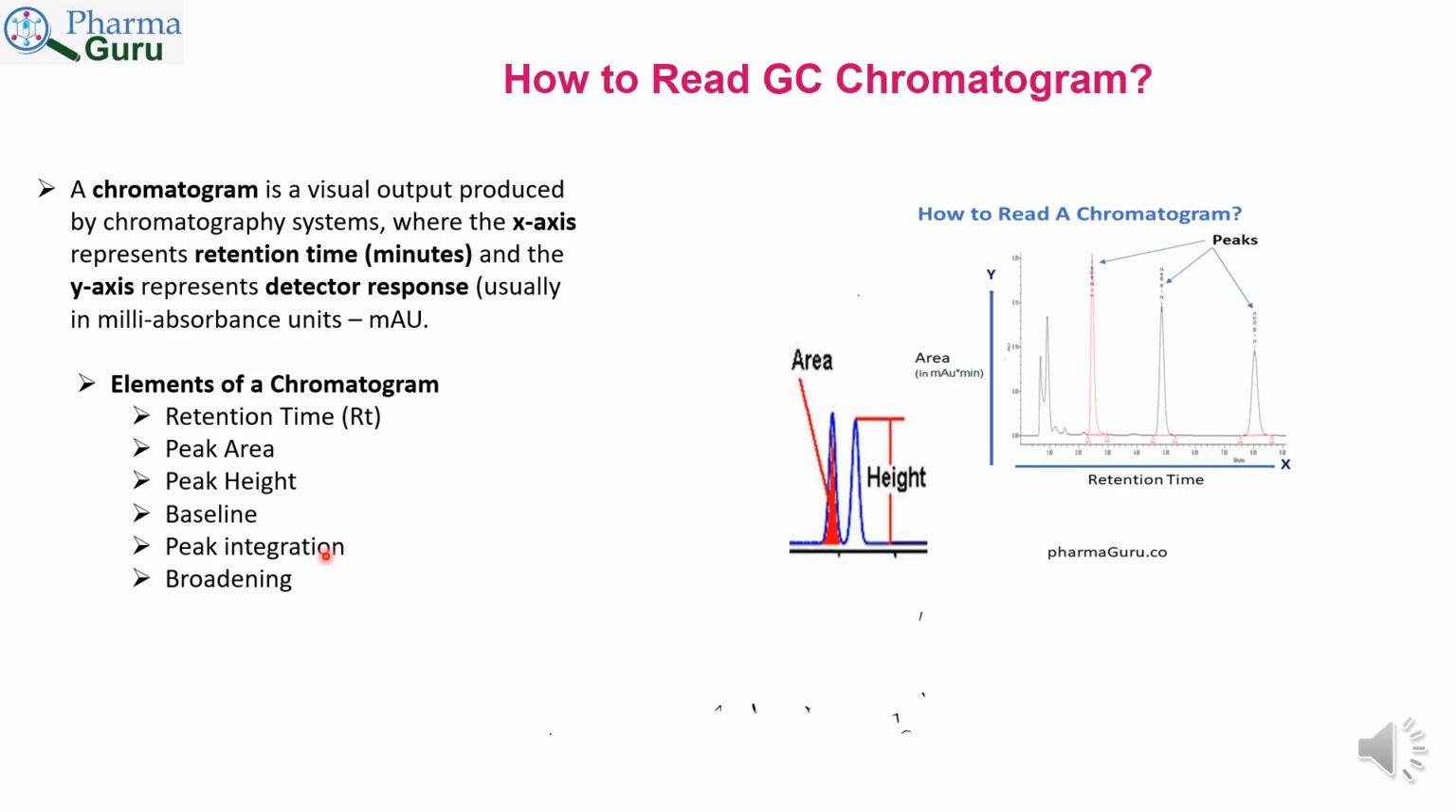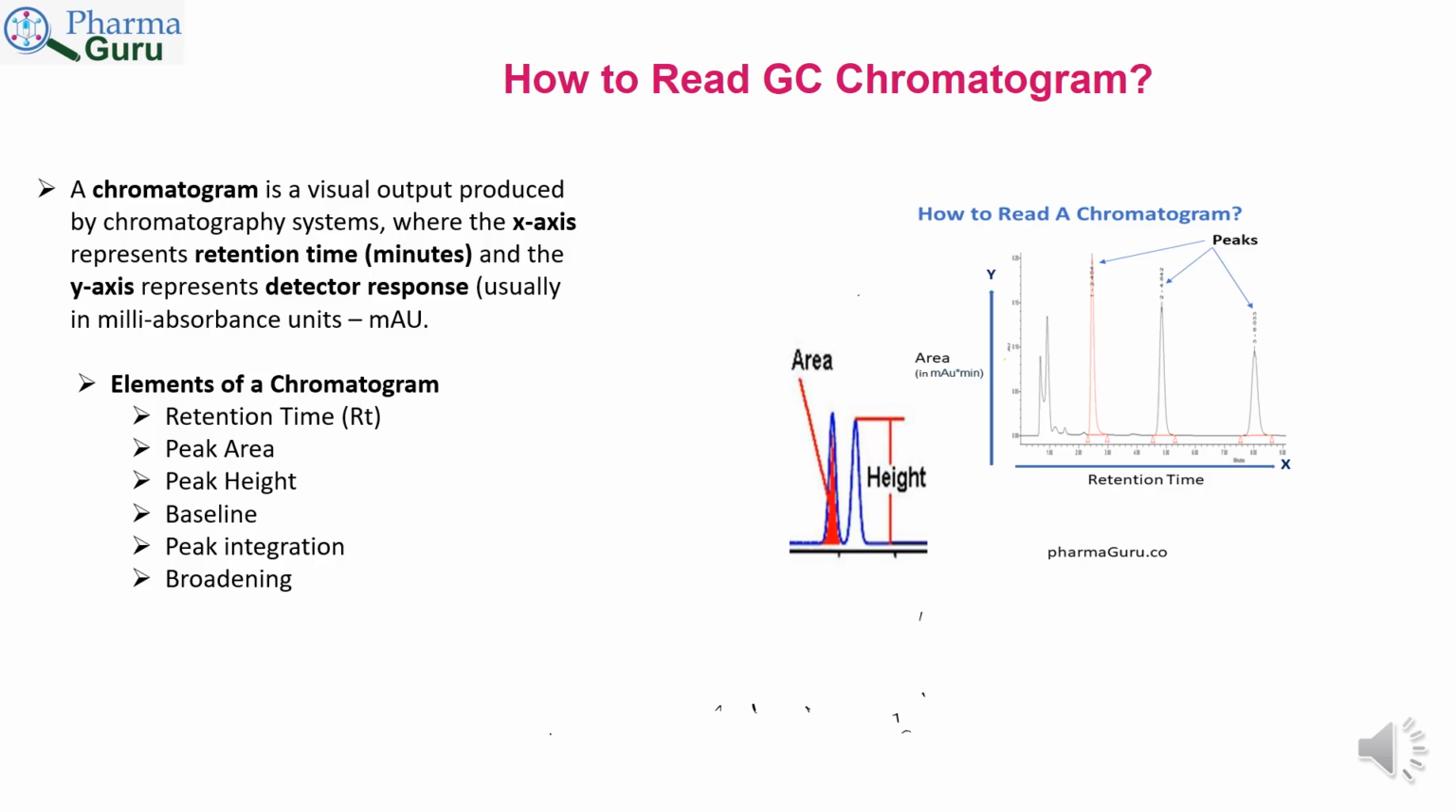Peak integration, the process of calculating area of a peak is called peak integration. It is calculated by simple mathematical formula, that is half into height into width of the peak.